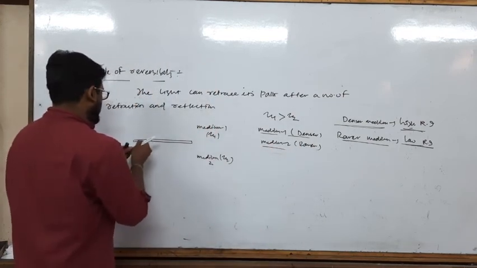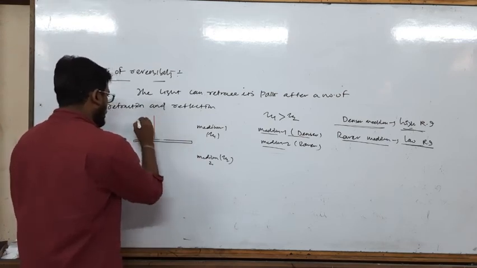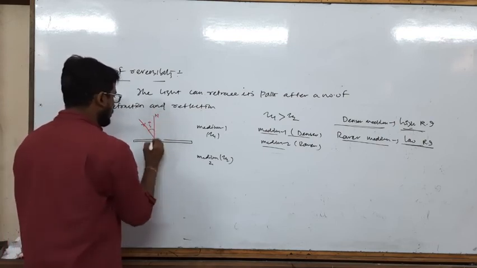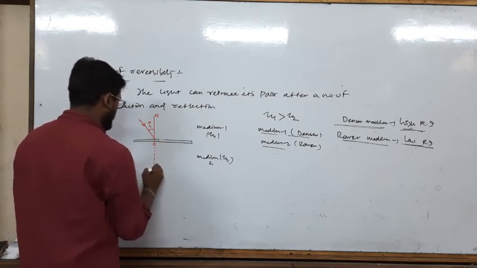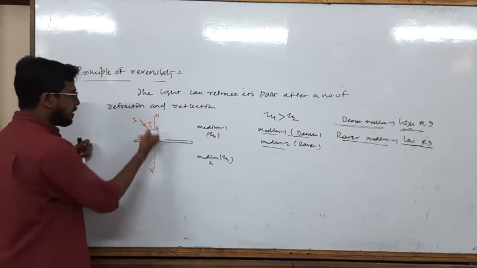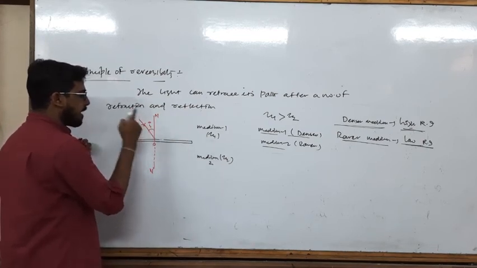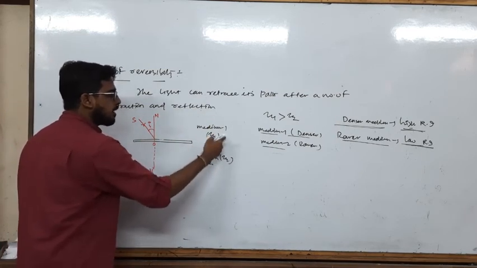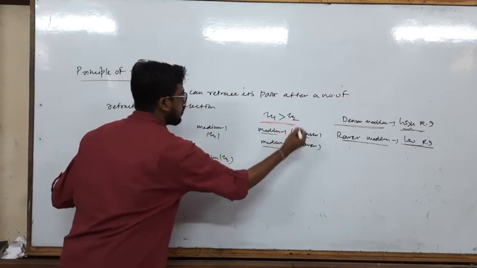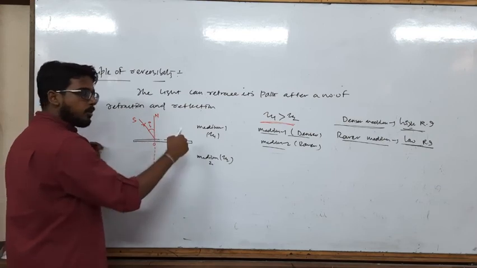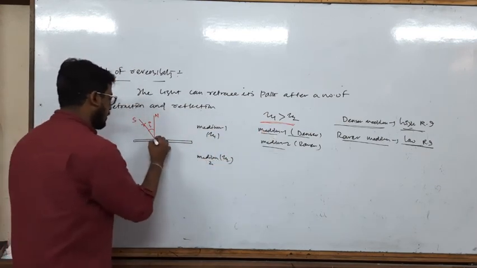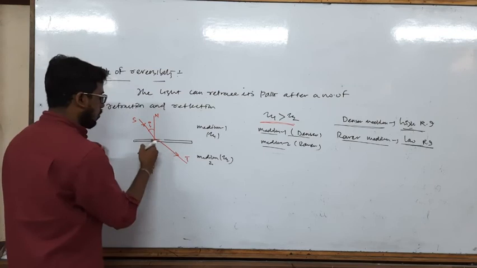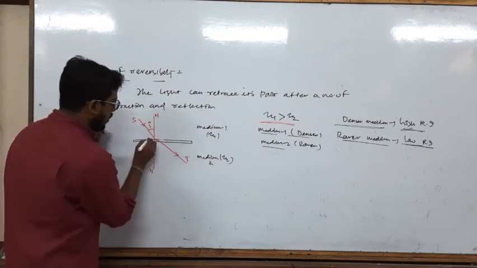Now a light is incident, coming from medium 1 to medium 2 by making an angle i. This is the normal NO, N dash. Let SO be the incident light coming from medium 1 to medium 2, which makes an angle i at the point of incidence O. As the light comes from medium 1 to medium 2, that means from denser to rarer medium, because mu1 is greater than mu2, after refraction it will bend away from the normal. So it will go like this along OT.